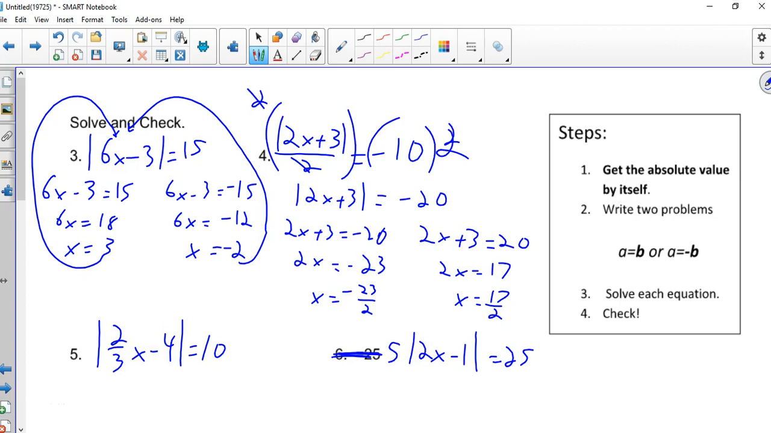This one's a little bit more complicated to plug in, but it still works. So if I plug in negative 23 halves times 2, the 2's are going to cancel, leaving me negative 23. Negative 23 plus 3 is negative 20. Divided by 2 is negative 10.